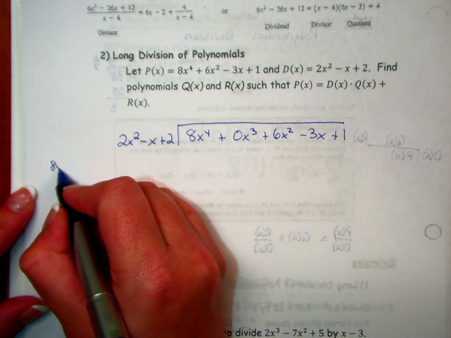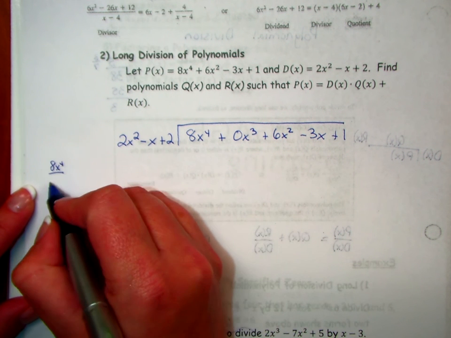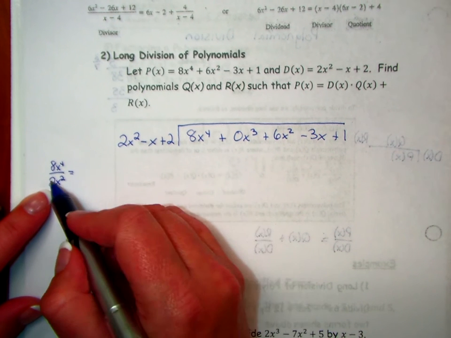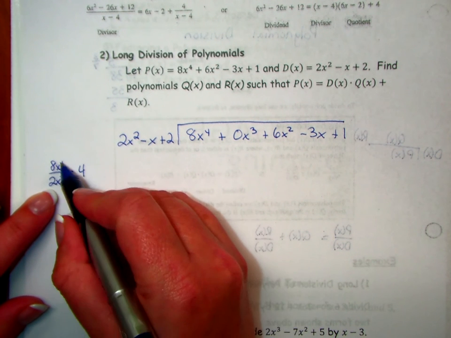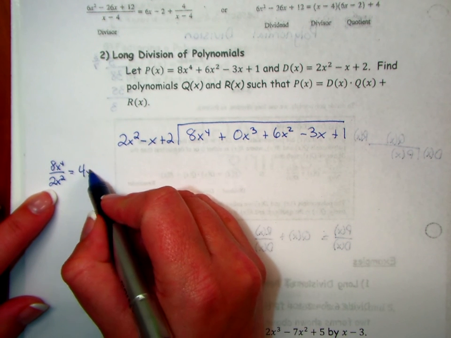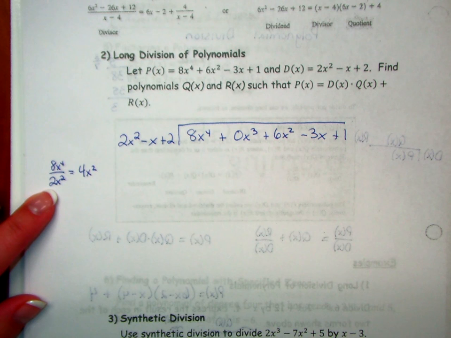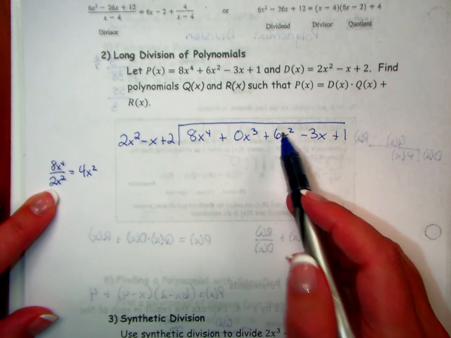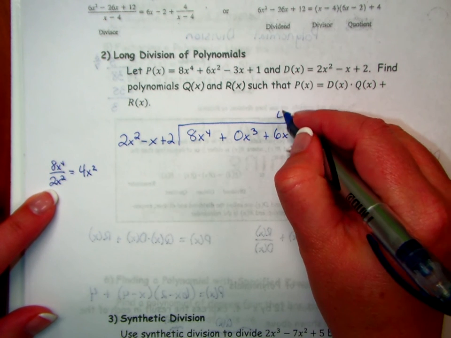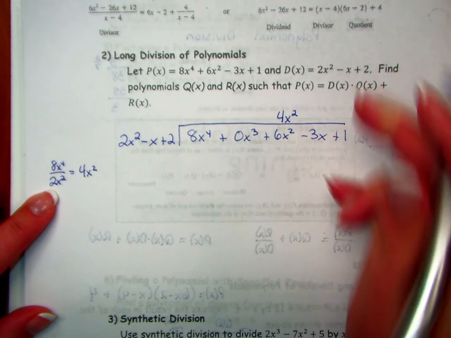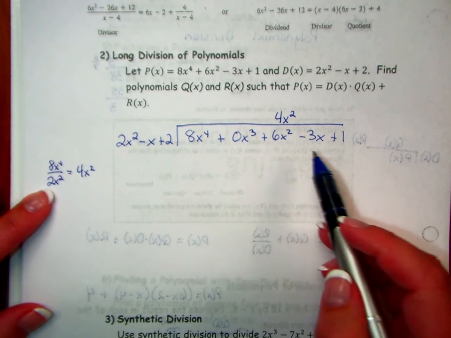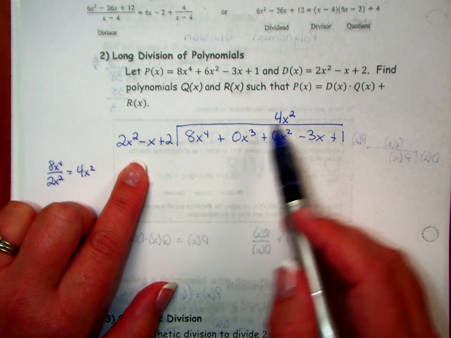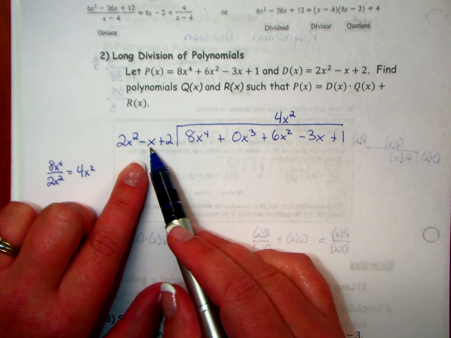So 8x to the 4th divided by 2x squared. If I go ahead and reduce this, 2 goes into 8 4, x squared goes into x to the 4th, x squared. Right? So we're going to get 4x squared. I'm going to line that 4x squared all the way up over here with the other x squared terms. So now I need to multiply. I'm going to distribute 4x squared to all 3 of these terms.